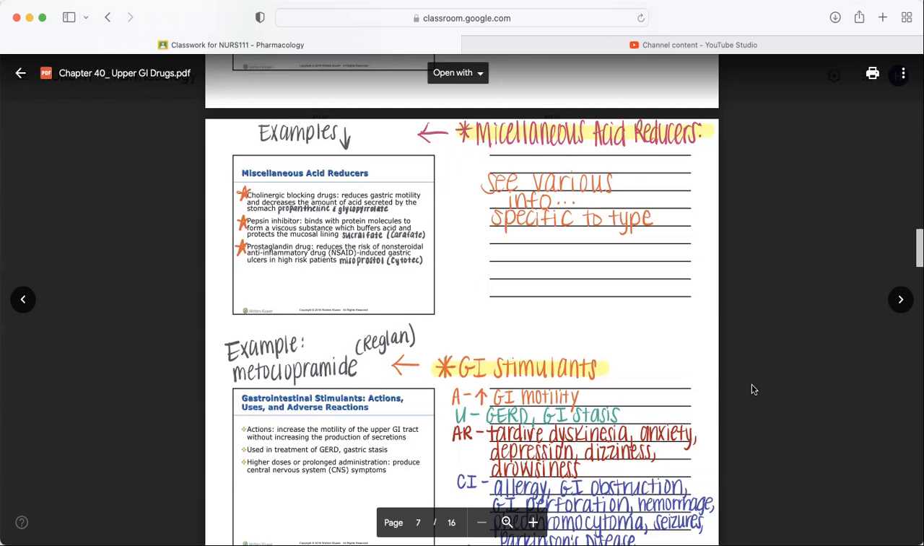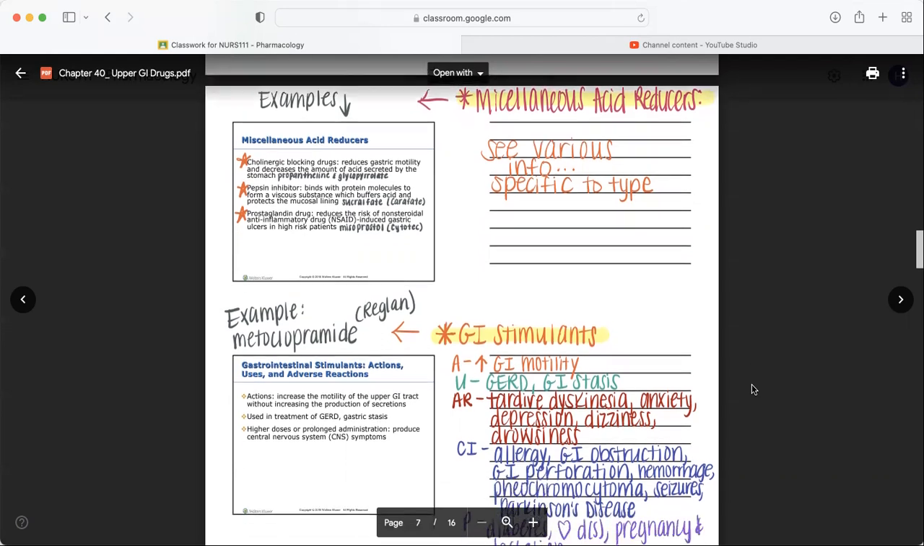And then misoprostol or Cytotec. It's commonly used for induction or abortion. It's a prostaglandin drug. It reduces the risk of non-steroidal anti-inflammatory drug-induced gastric ulcers in high-risk patients. So might use that as well.